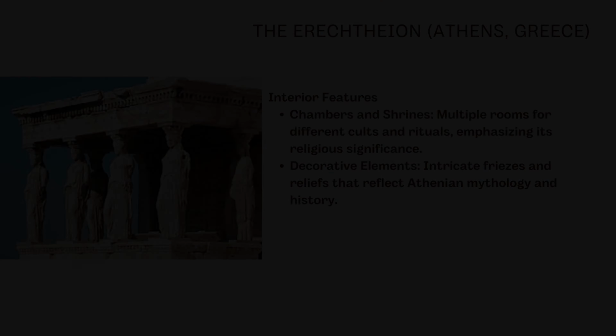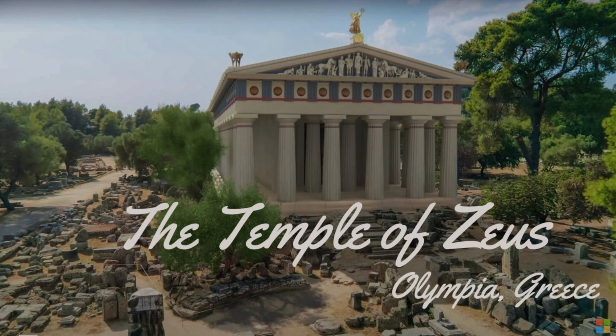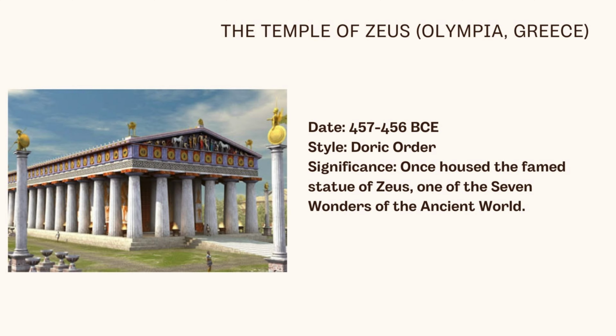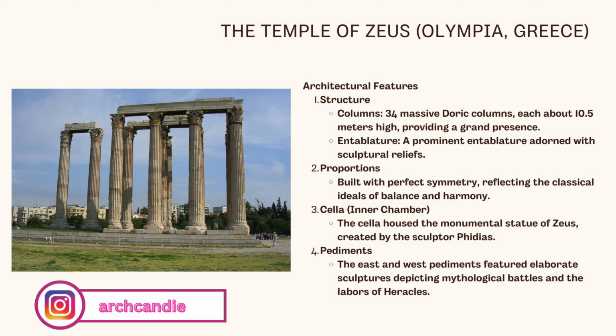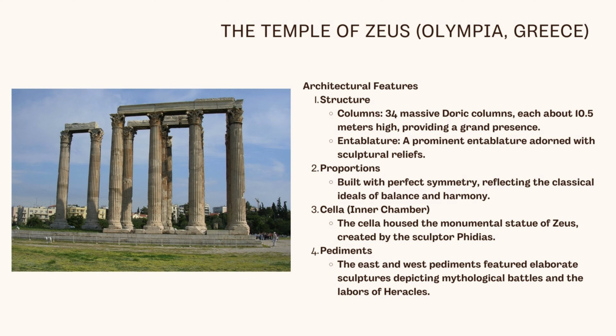Fifth one is the Temple of Zeus, Olympia, Greece, dated back to 457 to 456 BCE. The style is the Doric order. It housed the famed statue of Zeus, one of the 7 wonders of the ancient world. Architectural feature: the structure had 34 massive Doric columns, each about 10.5 meters high, providing a grand presence.